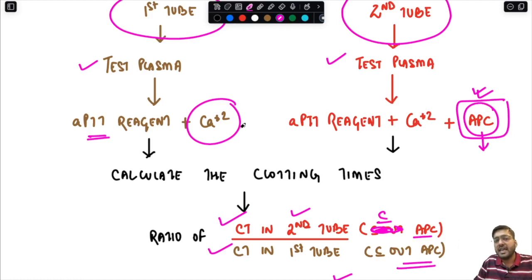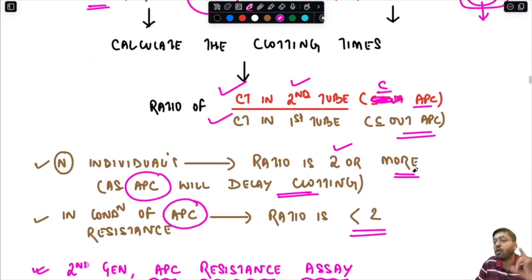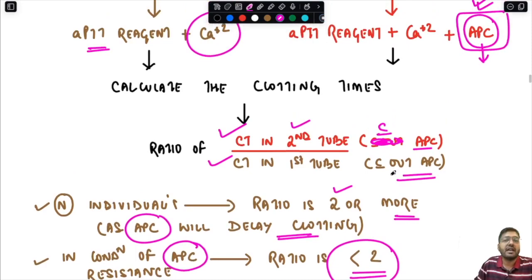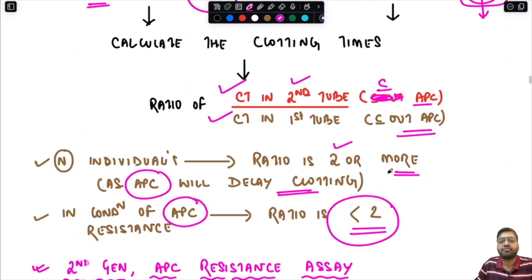Whereas if the patient's plasma is containing the factor number 5, which is basically resistant to the degradation by the APC, then in that situation what is going to happen? The clotting time will not be prolonged, and therefore the ratio will become less. So in normal individuals, the ratio will be more, it is 2 or more, whereas in conditions of APC resistance the ratio will be less than 2. I hope you have understood this very clearly.